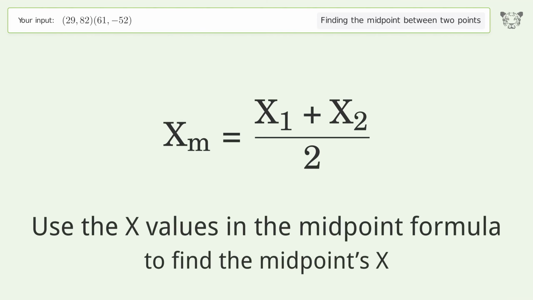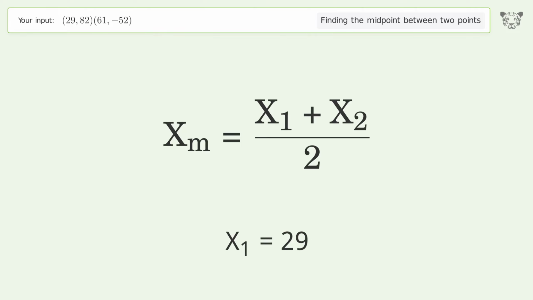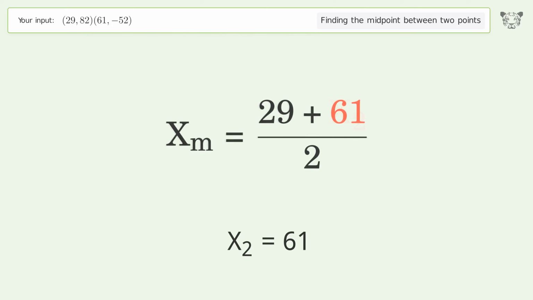Use the x values in the midpoint formula to find the midpoint's x. x1 equals 29. x2 equals 61. Simplify the arithmetic.